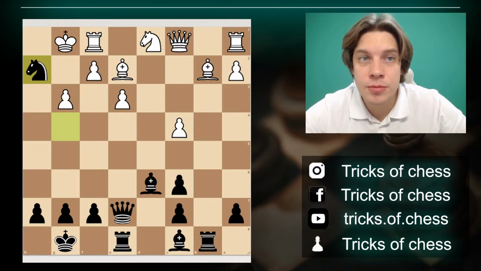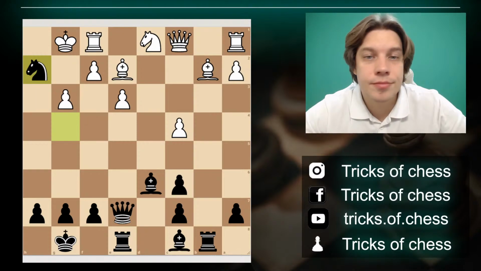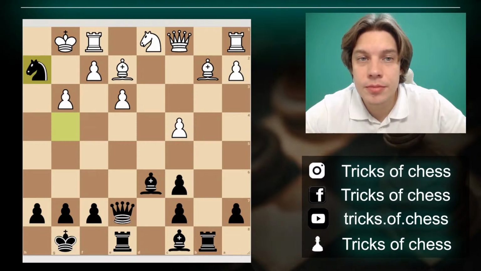Actually, there is such a move. Let me just check that none of you suggested it. Yeah, there is such a move. It's c5, and this move was played in the game actually.